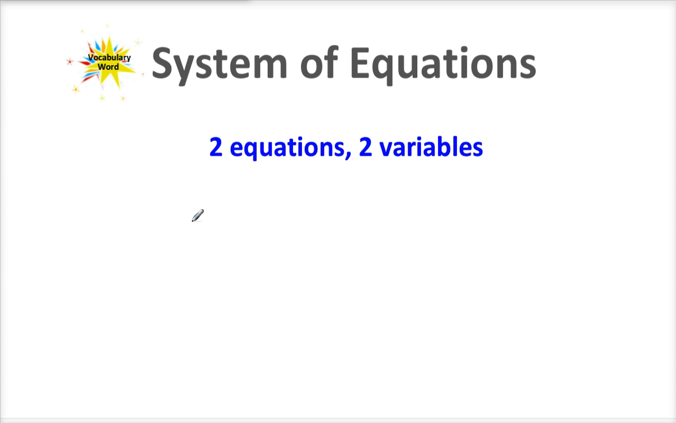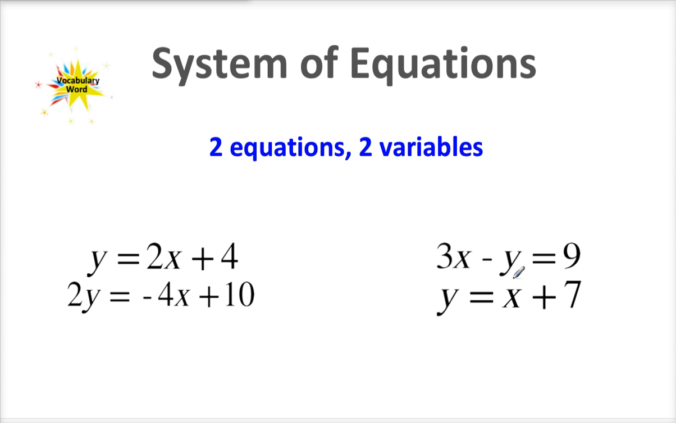So let's talk now about systems of equations. This is a new vocabulary word that you'll want to add to your notes. A system of equations is now we have two equations to work with, and those equations have two variables in them. Here are two examples of systems of equations. Notice this example, there are two equations, and there are two variables that I'm working with. I'm working with x's, and I'm working with y's.